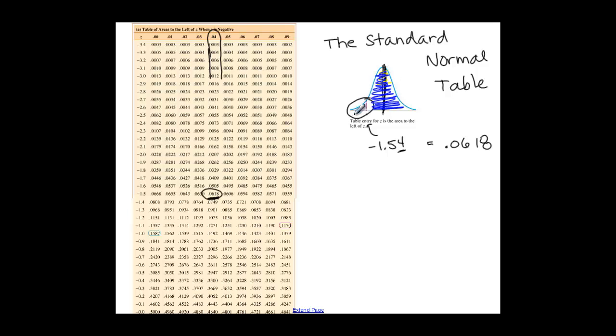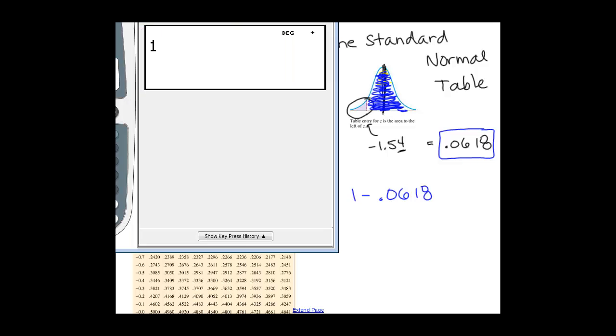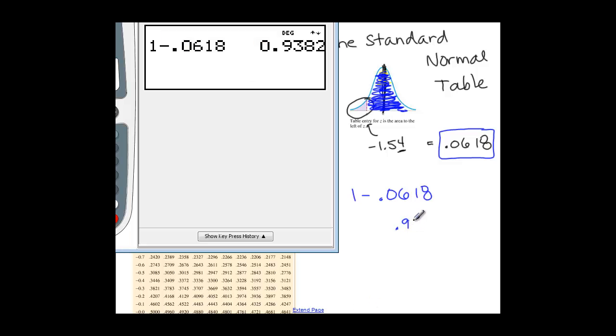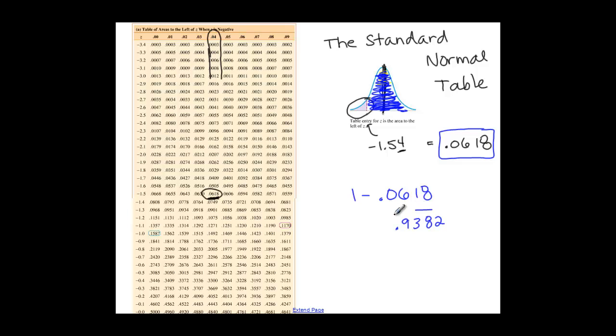Now this also means that if we wanted instead to find the area to the right of a certain z-score, we would first look up, like we did before, the area to the left, and remember that the total area under the curve is 1. So we would take 1 and subtract the area that we just found. I'm going to do that in the calculator. 1 minus 0.0618 would give me 0.9382. So that would be the area to the right of that z-score.